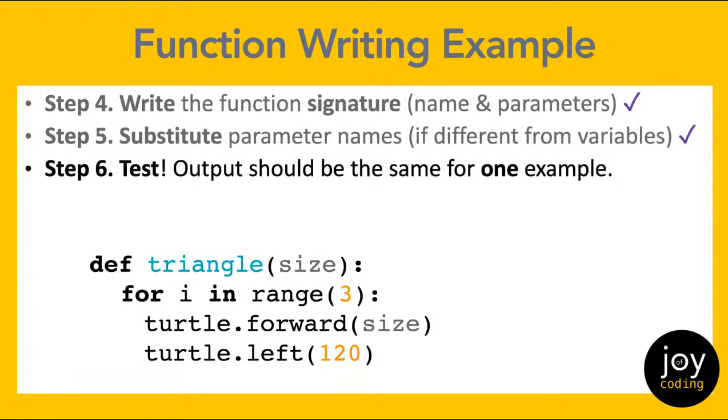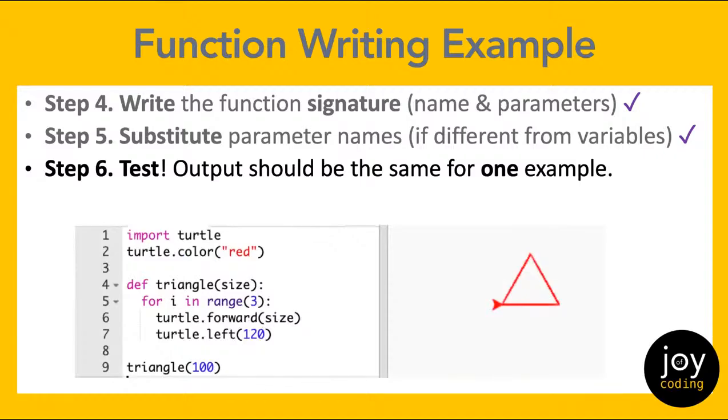So our next step, 6, is to test. And we want to make sure that our output when calling this function is the same as before. So let's try it out. So here I've implemented the triangle function we just described, and I've called it down below. So I've called our triangle with size 100. And if you recall the mechanics of how a function call works, that 100 value is going to get substituted in for the size parameter, just like it did before in our other code. And what we can see is success. The triangle is exactly the same as before. So we've tested our one example.